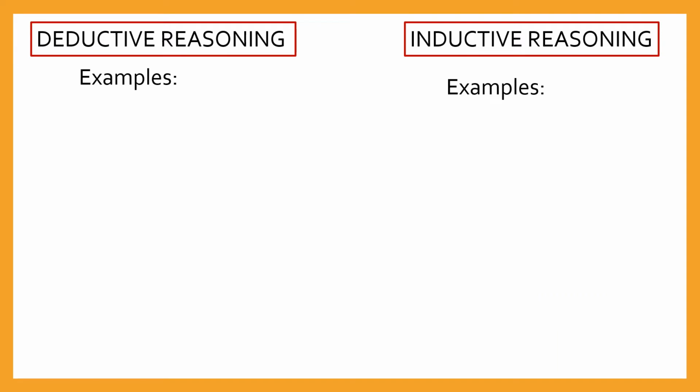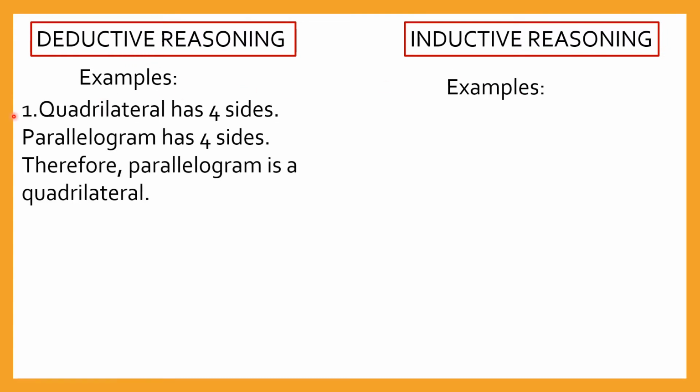So now what we are going to do is I am going to give first examples of deductive reasoning and inductive reasoning. Then after that, we're going to differentiate them, or describe each one of these. So let's start with deductive reasoning.